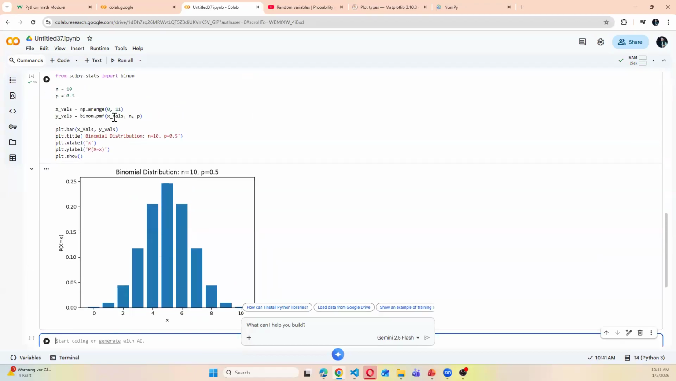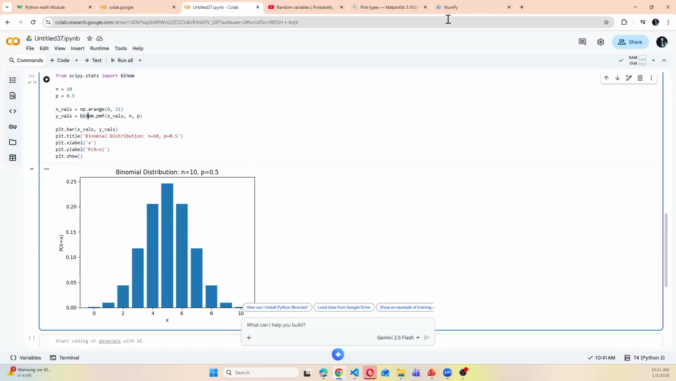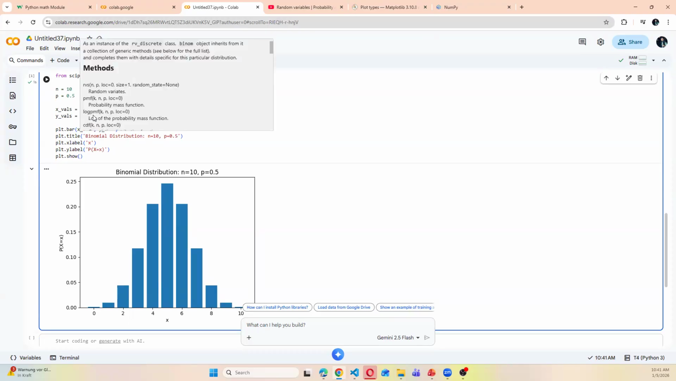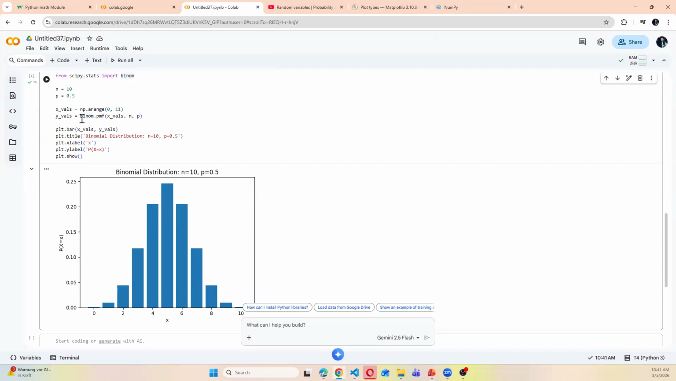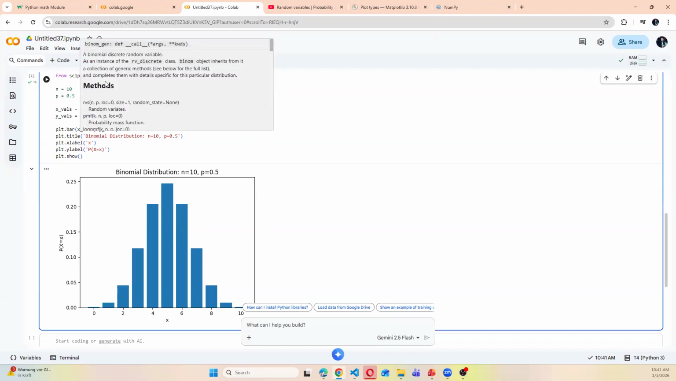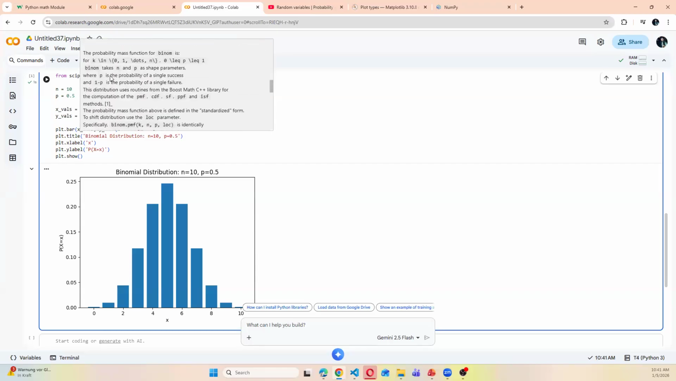And also this is the value of x. So there is this function, you can see here, this is a method. You can say a binomial distribution. So you can just write here what binom is giving you, a distribution graph for binomial. A binomial discrete random variable. So you can see here all the information is given to you. You can see the notes.